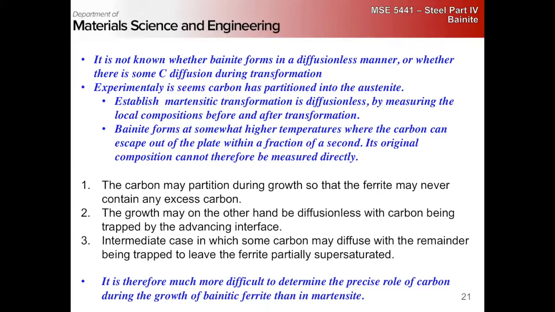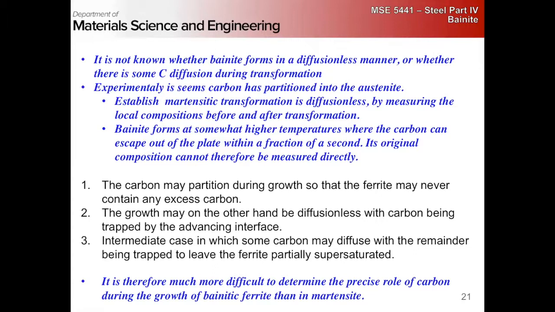Okay. So as I said before, we really don't know whether bainite forms in a completely diffusionless manner, or whether there is some diffusion during the transformation. Experimentally, we see that carbon has partitioned into the austenite, or grown into cementite or other carbides. But as I said, with martensite it's pretty easy to determine that it's diffusionless, because the carbon content of the martensite is the same as the original carbon content of the austenite, as long as we don't temper it.